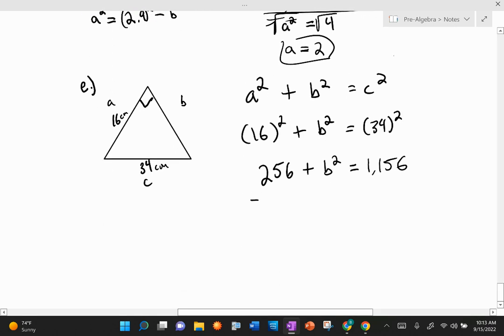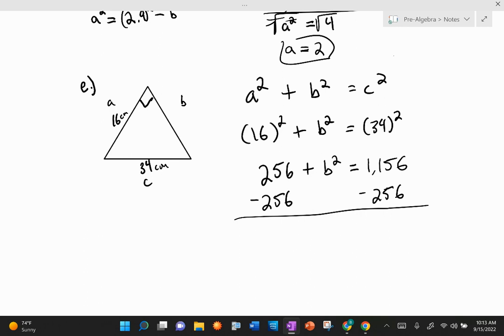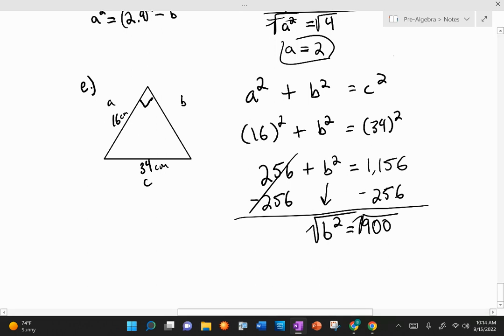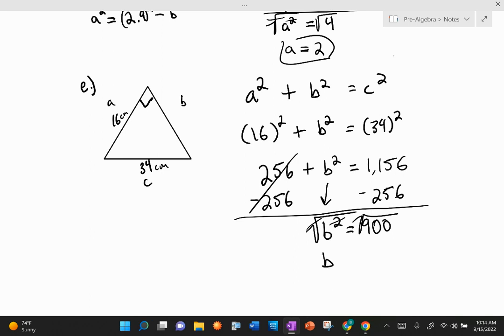There you go. We got to get rid of 256. So we subtract 256 on both sides. 256 will cancel out on the left. I'll bring down B squared. It's going to equal, what is 1,156 minus 256? 900. How do we get rid of the exponent? Yeah, square root it. Yep. We're going to square root both sides. That's going to make the radical and the exponent cancel out. Just give us B.